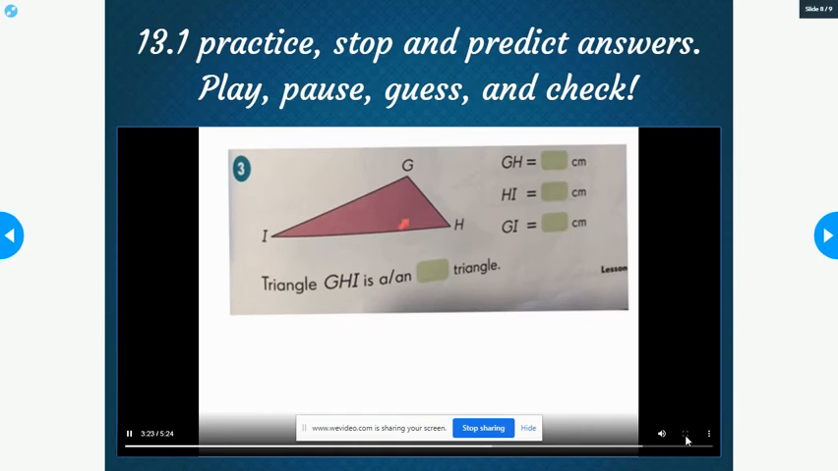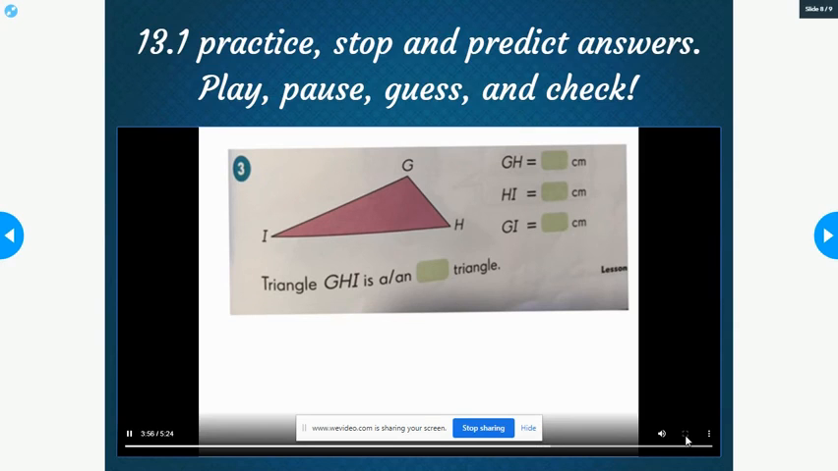Hey, mathematicians, we're looking at another triangle here. Triangle GHI is what kind of triangle? GHI. So looking at this, GH, you've got to measure this side. HI, you've got to measure this side. And GI, this side over here. So it's pretty clear, it's pretty evident that these 3 side lengths are different. So I'm going to grab my ruler and just check that.